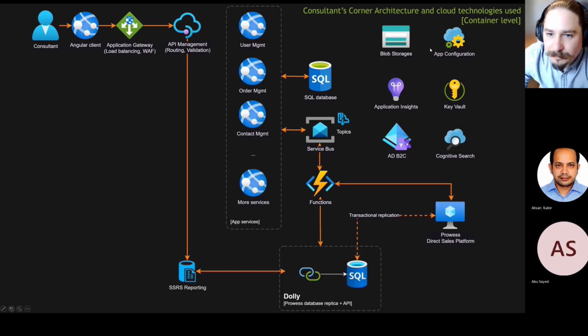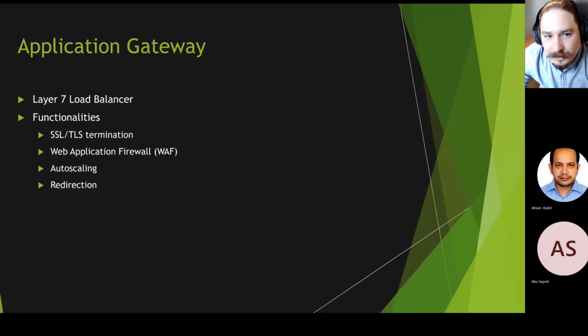Okay, we have blob storages, app configuration, Application Insights, Key Vault, Azure AD B2C, and cognitive search as well in the system. So it's a pretty complex application, I can tell. Okay, and we have the application gateway, which is the load balancer, and it's doing authentication, SSL/TLS termination, application firewall functionalities, auto-scaling, and redirection.